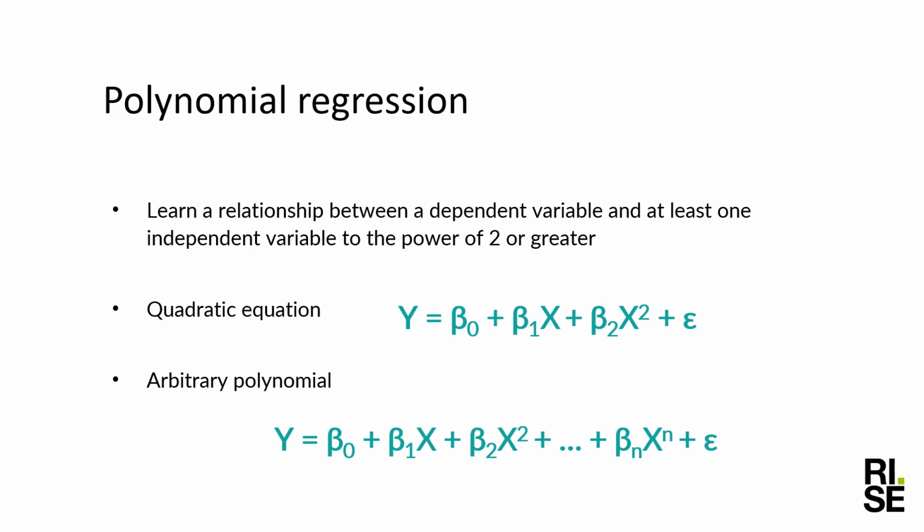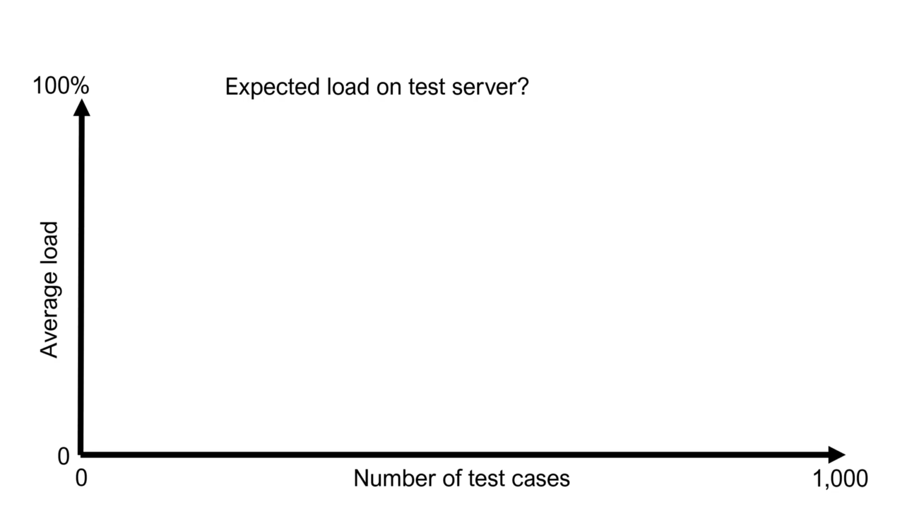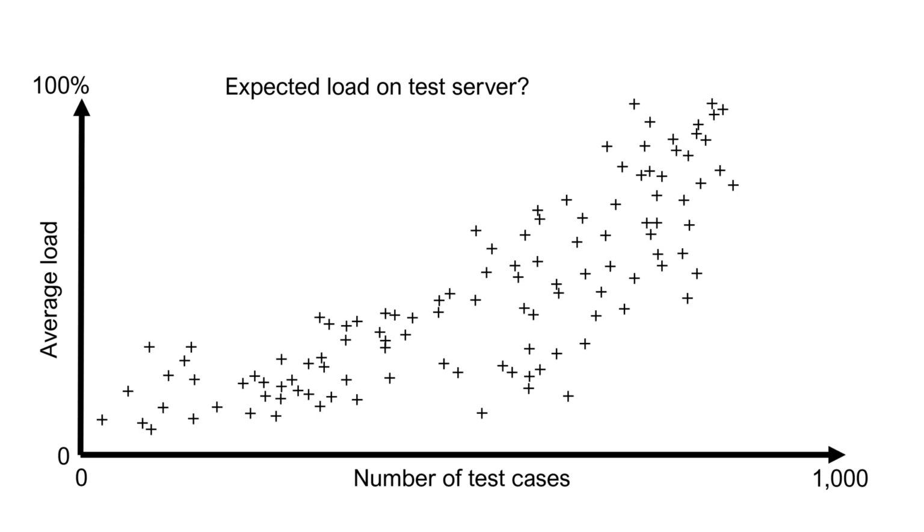And you could of course also try to fit an arbitrary polynomial, as you see down here. And I will show with an example what it could look like. So looking at the same example of predicting the load on the test server, you might have data that looks like this instead. Now, if you try to fit a straight line, you would realize that the loss is not going to be that small, no matter how much you try to fit your line here to the data. But you might see that a curve would fit much better. So, for example, a quadratic equation here in this example.